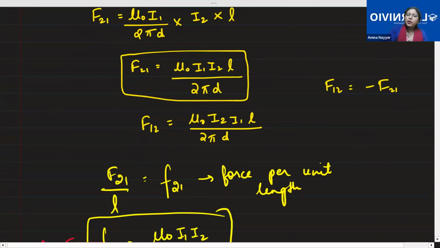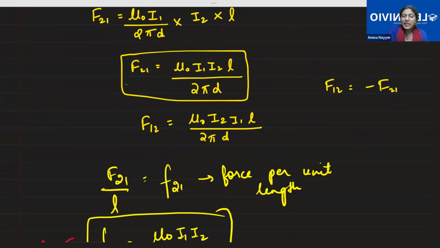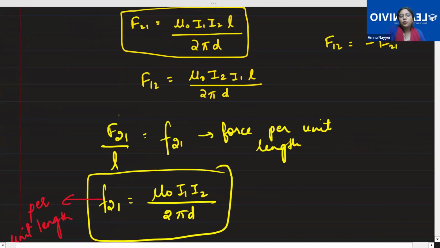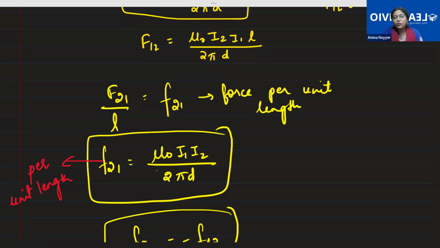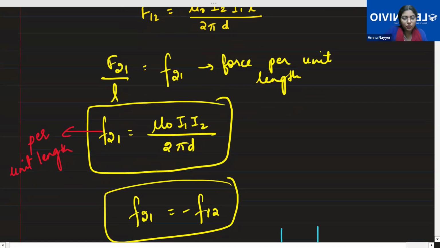Now, if I bring this length into the denominator, that is known as force per unit length. It is represented by small f, force per unit length. So we can use the formula force per unit length as mu naught I1 I2 by 2 pi d. This can also be used. So the force on the first due to the second, and the second due to the first, can be written like this. They have the same magnitude, and the direction is opposite.